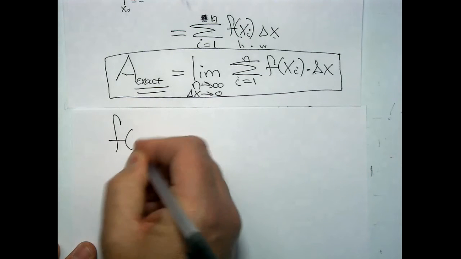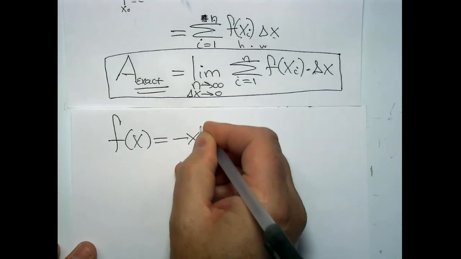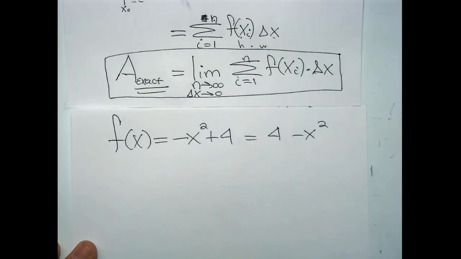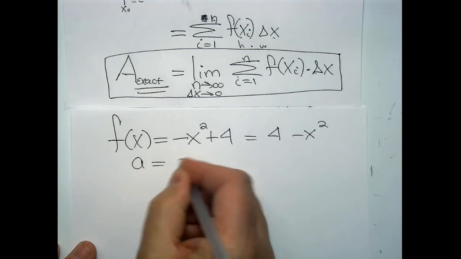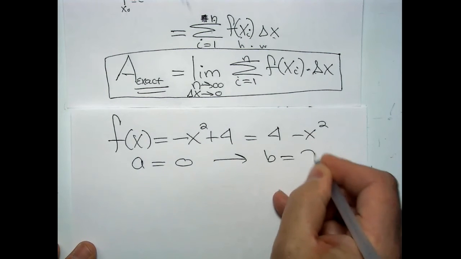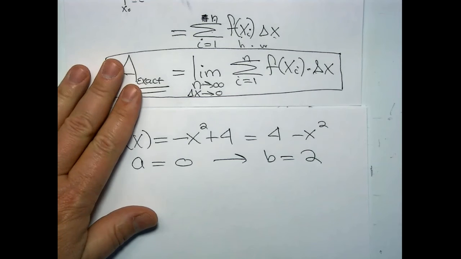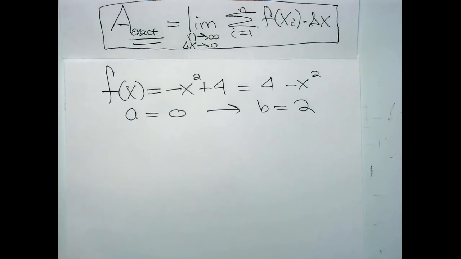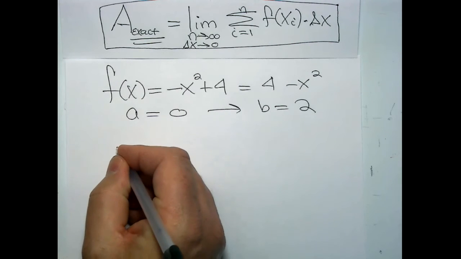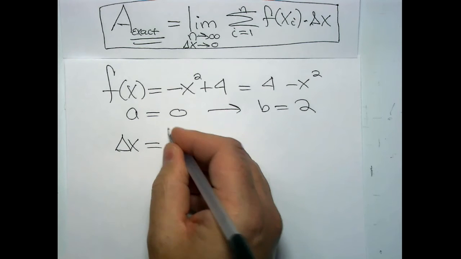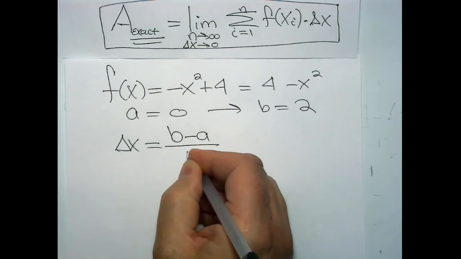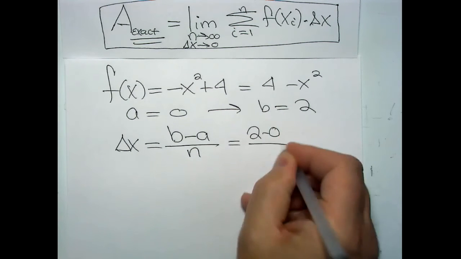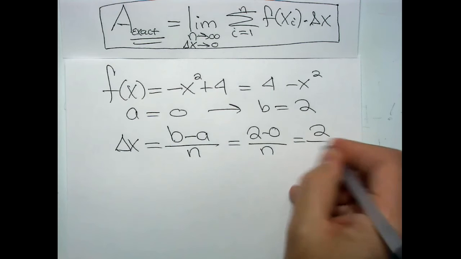The function is minus x squared plus 4, or if you like, 4 minus x squared. Either one is fine. We want to start at a equals 0, and stop at b equals 2. I'd like the area beneath this particular function, and that's all you really get. The first thing you should calculate is delta x, which is the master width divided by the number of slices. The master width is 2 minus 0, divided by the number of slices. Therefore, delta x is 2 over n.